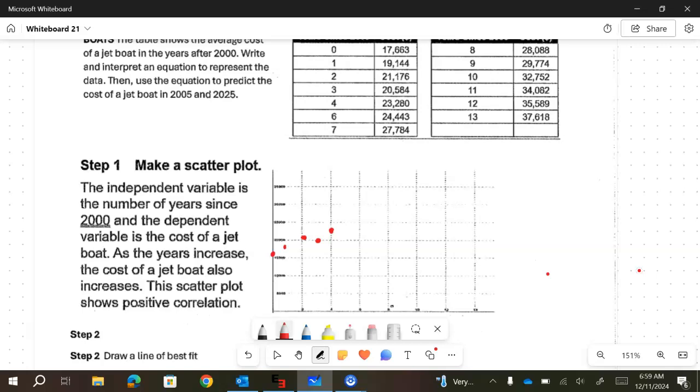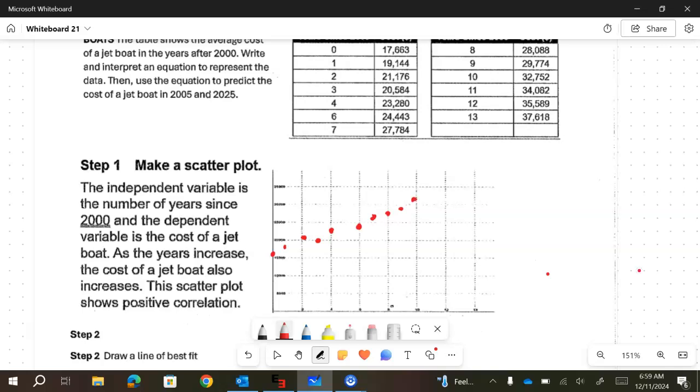Now notice they skip year 5 for some reason. So year 6, we're going to go up to 24,000. Should be about right here. 7 is all the way up to 27,000, so it's in between 25 and 30, so it's going to be about right here. 8 doesn't go up a whole lot, right? 28,000, so it's about right there. 9 is 29,000, so just under 30, about right there. 10 is at 32,000, so we got to jump up above 30,000.